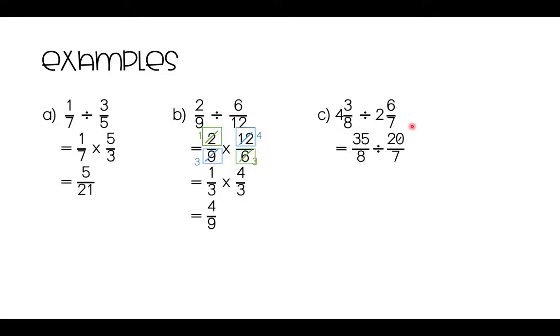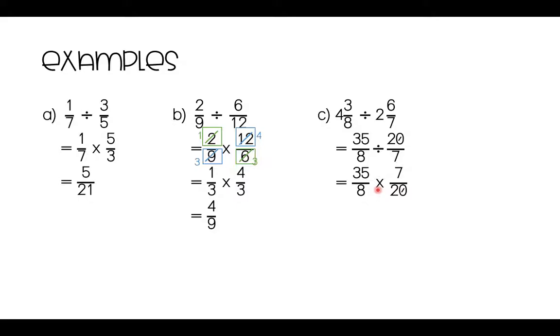So again, first what we need to do is convert them into improper fractions, because like multiplication, we can't multiply or divide mixed numbers. So we've turned them into improper fractions, and then we're going to flip that second one, which is our 7/20 here, and we're converting this into a multiplication.